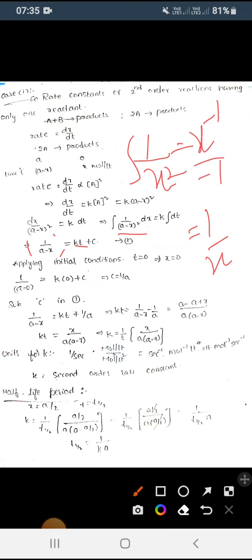Now apply x equals 0, t equals 0. Then we have 1 by A is equal to c, so we get the value of c. Now you substitute this value in equation 1.